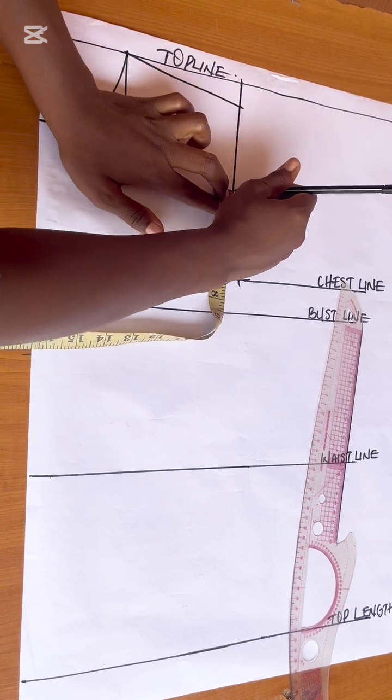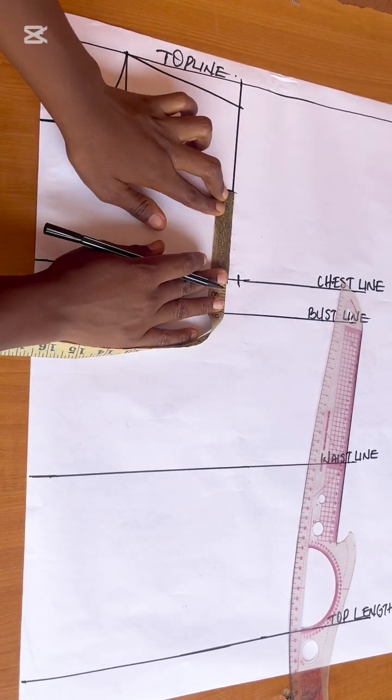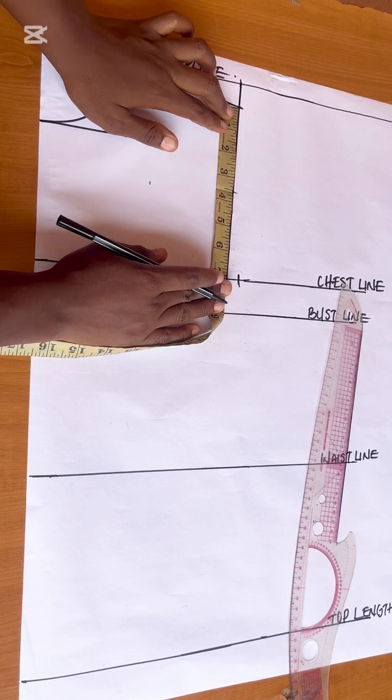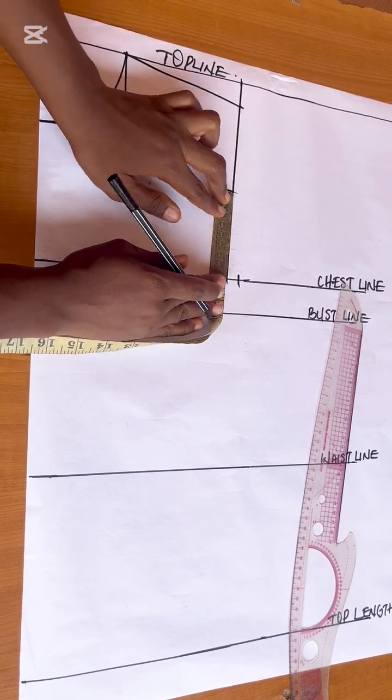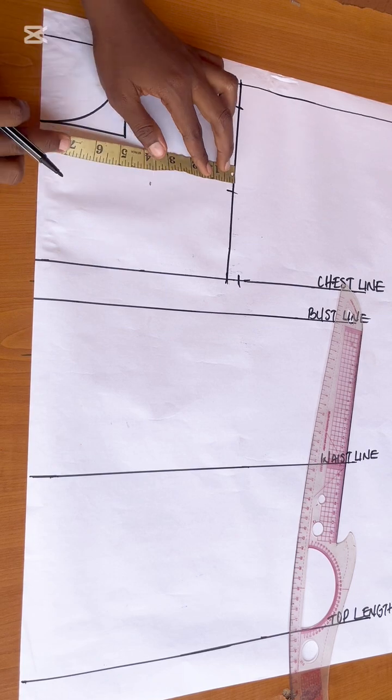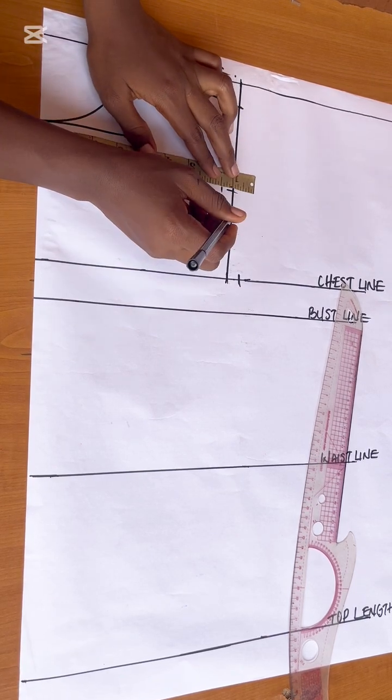After connecting the line, the next thing to do is to measure what you have divided by 2 on that straight line. You divide it by 2 just like how I did it, and then you mark a point there. After marking that point, you come out by half an inch on that same point you marked.